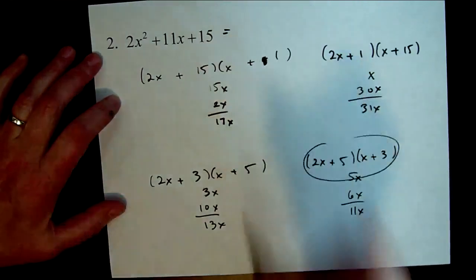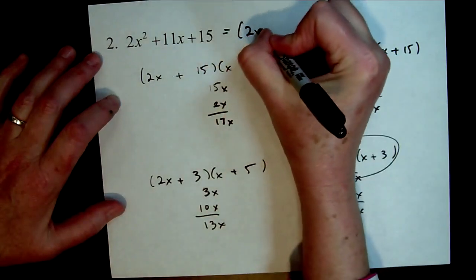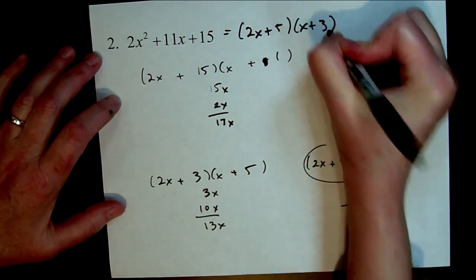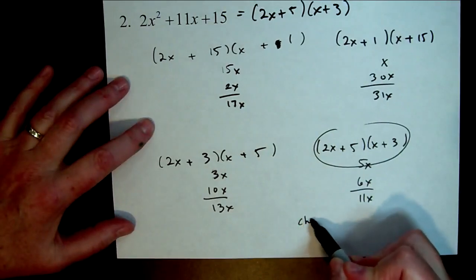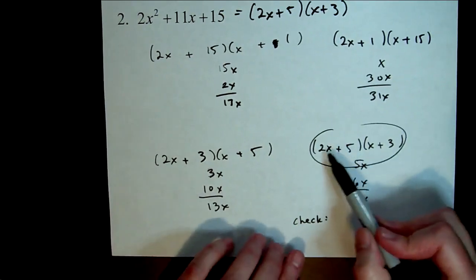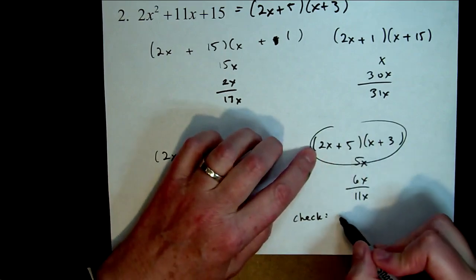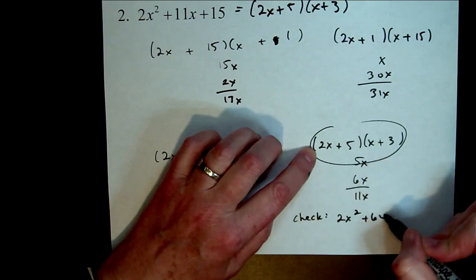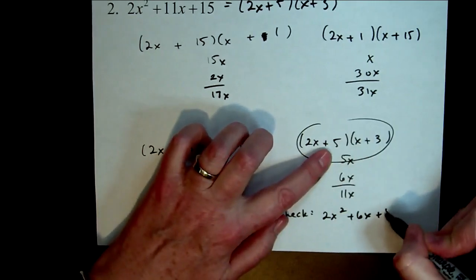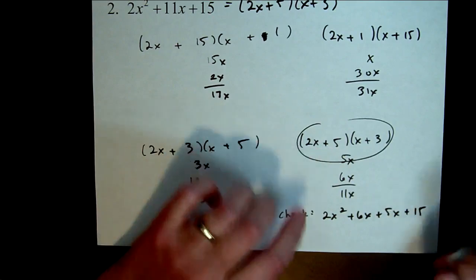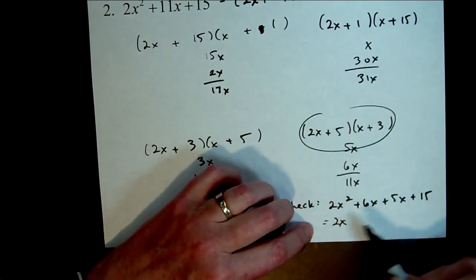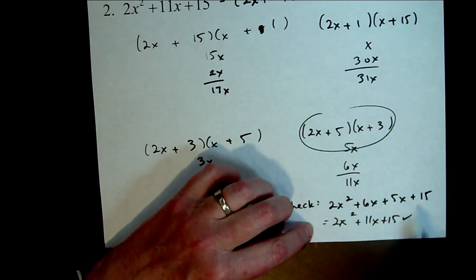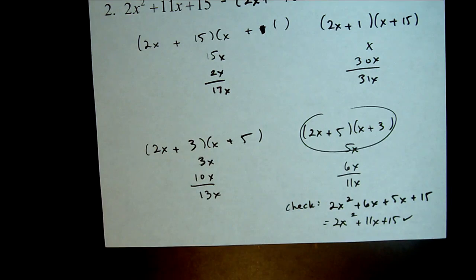So I'm going to write equals 2x plus 5 times x plus 3. But I will also take the time to check my work by actually formally FOILing it out. 2x times x is 2x squared. 2x times 3 is 6x. Plus 5x plus 15. So I get 2x squared plus 11x plus 15. Yep, that's what I wanted, so my answer checks out.